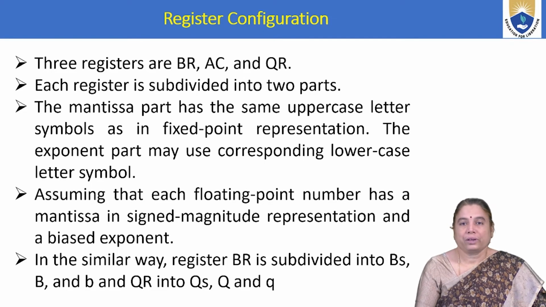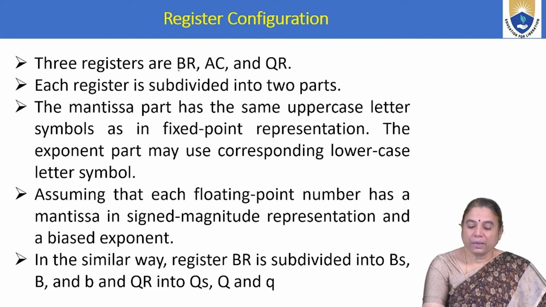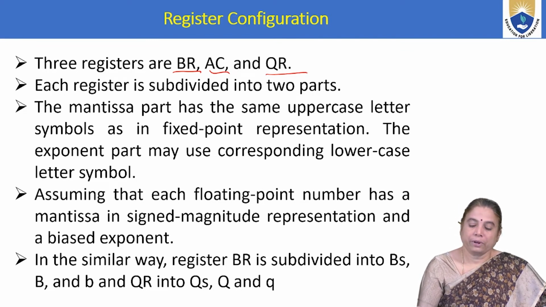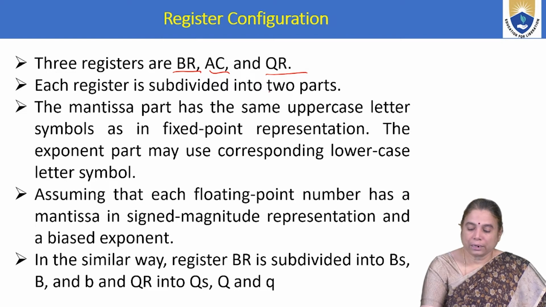What is the register configuration for storing these floating point numbers for performing various arithmetic operations? Three registers are majorly used. They are BR, AC and QR register. Here each register is again subdivided into two parts.